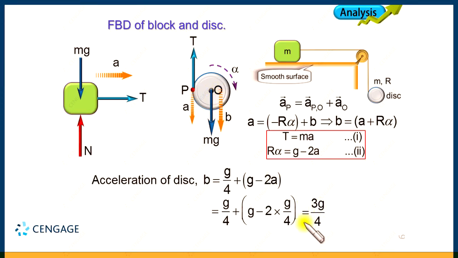So in the previous illustration, what did we learn? First we learned how to write the torque equation. Second, how to write the constraint equation, and the motion of the disk was the combined rotation and translation. That means we discussed 3 important points of rotational dynamics.